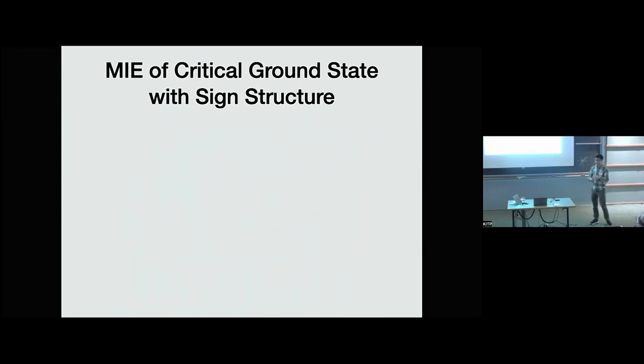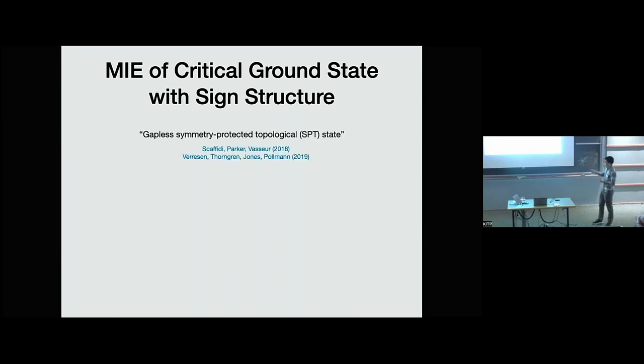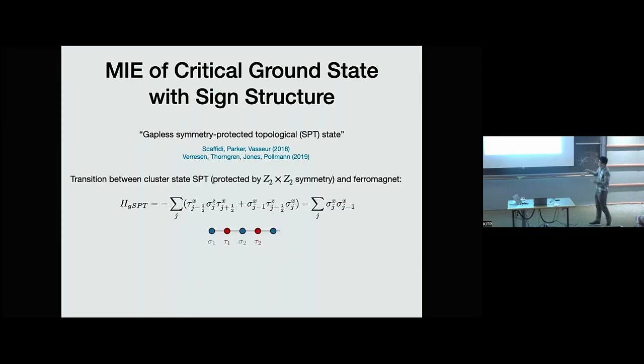Okay, so that's just some applications of this bound to simple sign-free spin chain models. Now, what about for critical ground states with sign structure? So for that, we decided to explore a very interesting class of states called gapless SPTs, pioneered by many people in the audience. And these are, as the name implies, gapless analogs of SPTs. So one simple example of this is a transition between the 1D cluster state SPT and a ferromagnet.